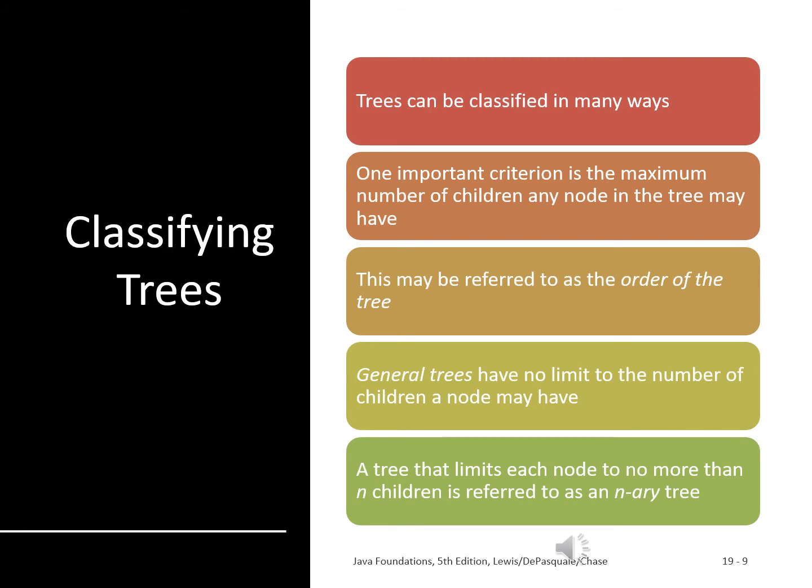There are multiple ways that trees can be classified. One of the more important criteria is the maximum number of children any node in the tree may have. And that's referred to as the order of the tree. General trees do not have a limit to the number of children any particular node can have. However, a tree that limits each node to no more than n children is referred to as an n-ary tree.